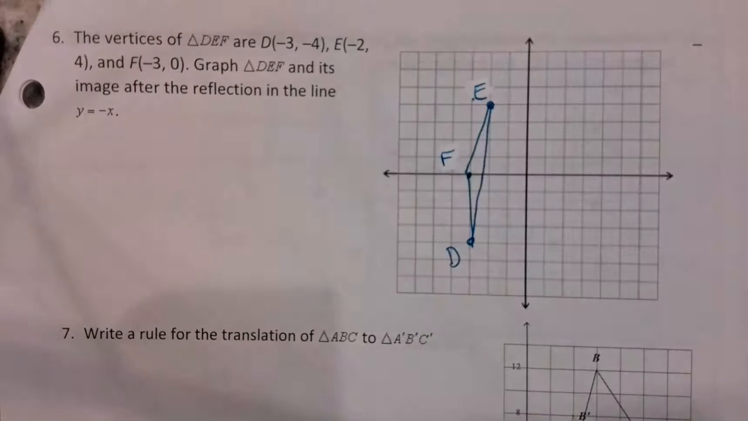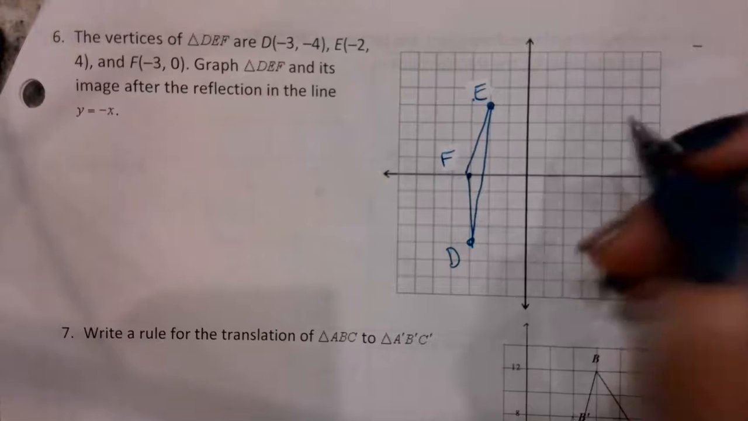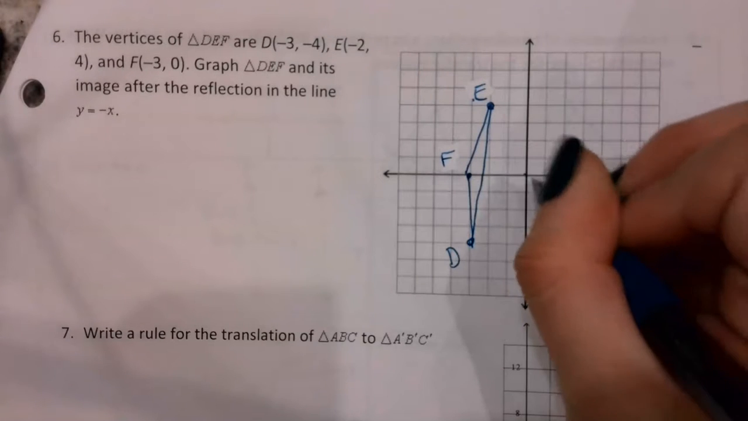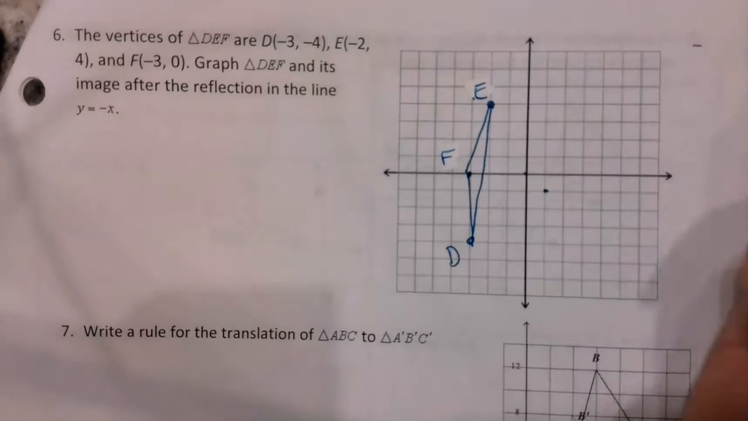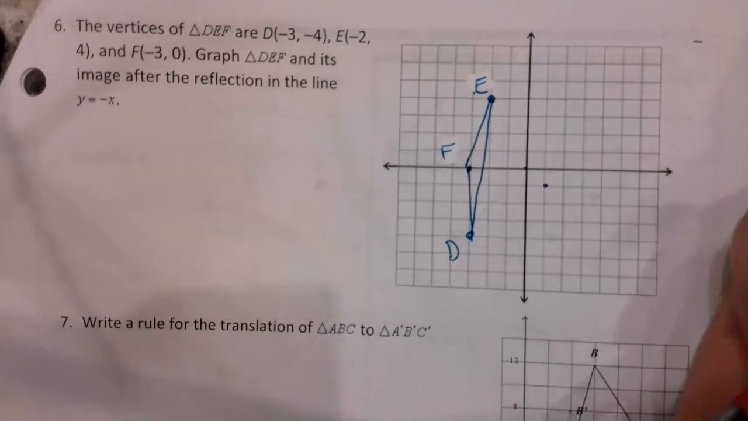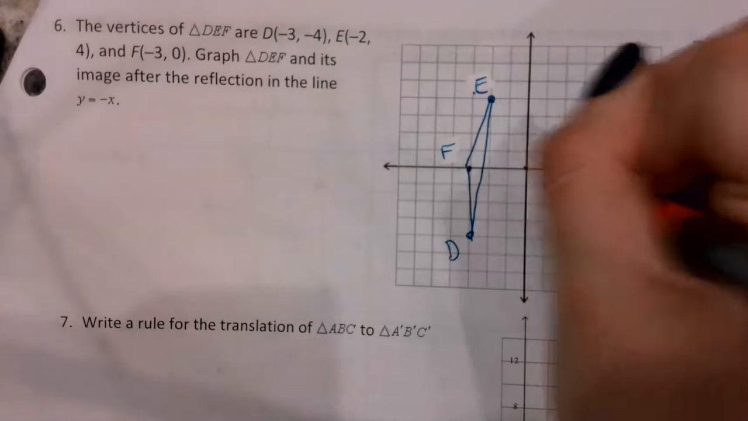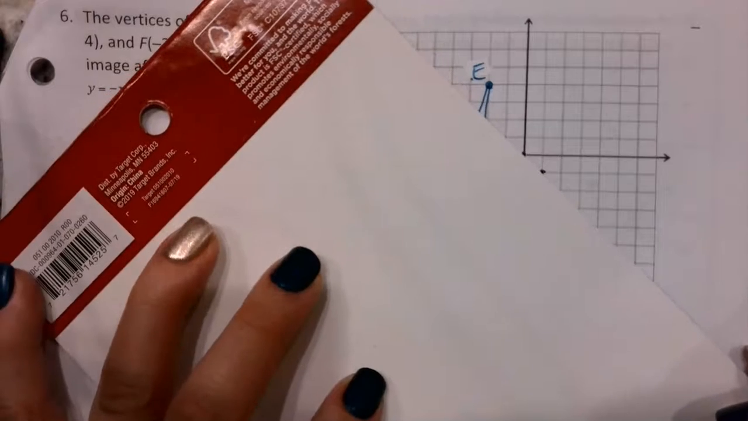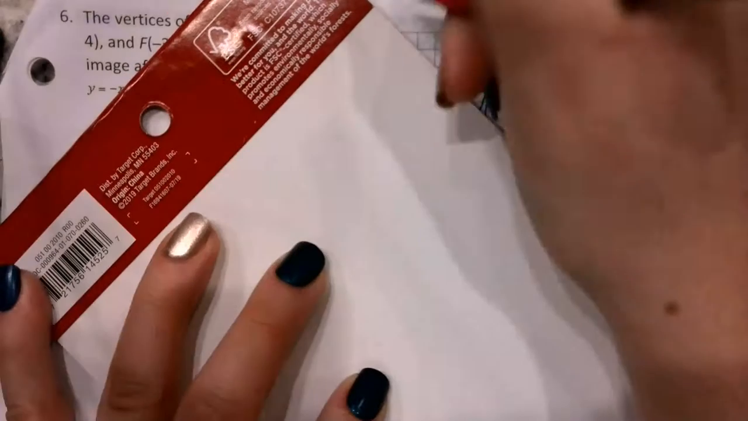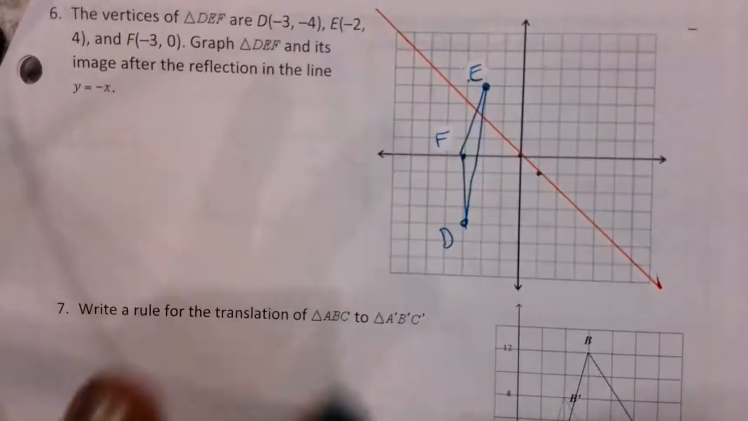Okay, then I'm going to draw my line y equals -x. It starts at the center. It goes down 1, over 1. Down 1, over 1. There's my line of reflection.